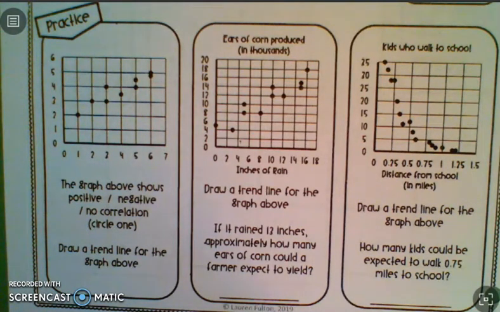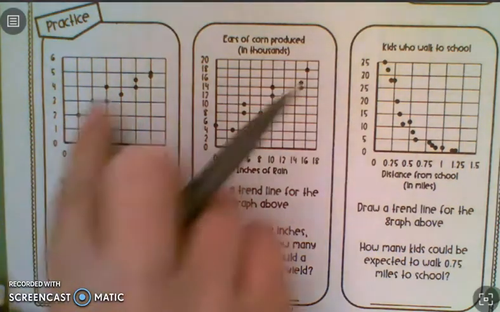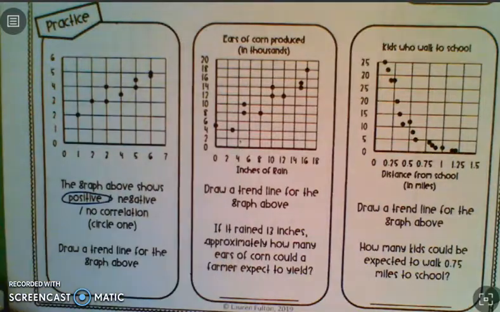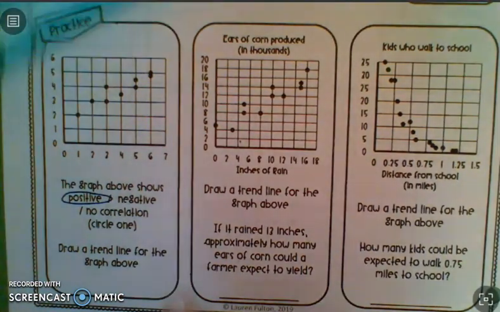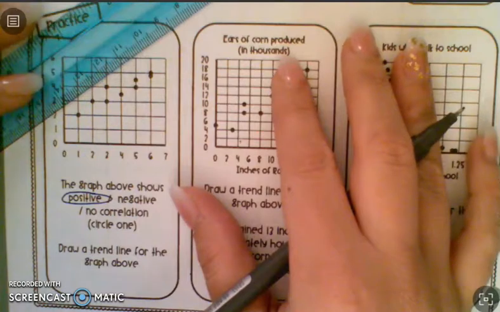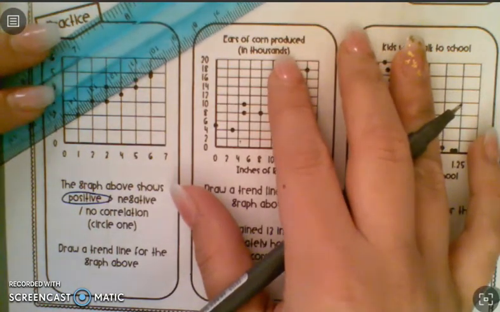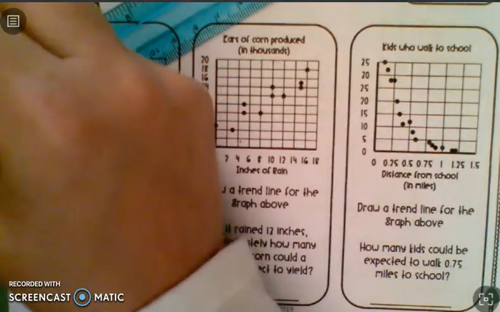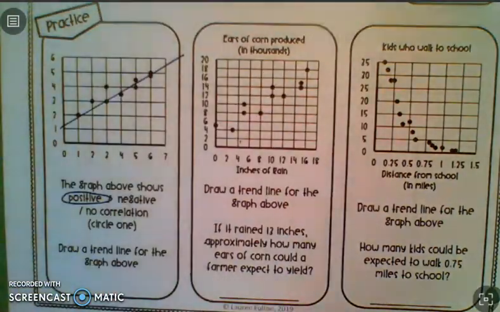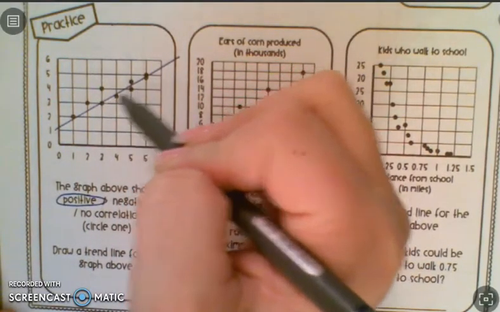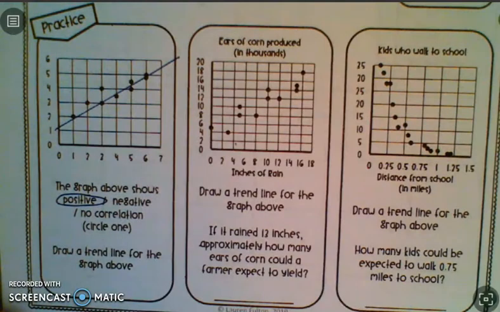Okay, by now you should have tried these problems on your own. So this right here, all the points are going up. So it should have been a positive correlation. If I draw my trend line, let's see, how would I go, right about like that? It's going to go approximately like that. So I have 4 above and about 3.5, 3 below.